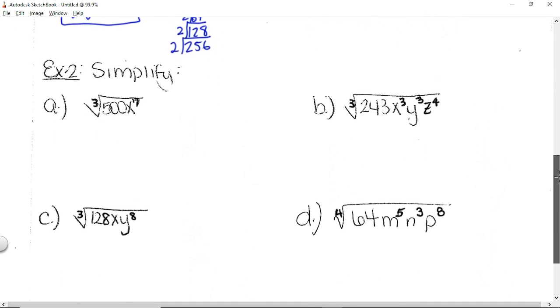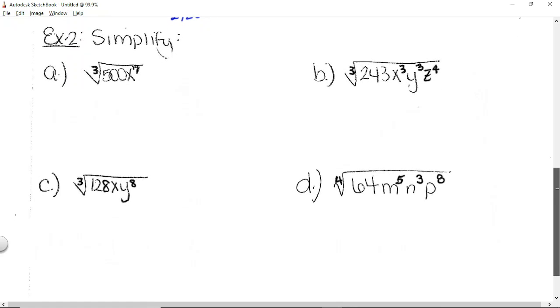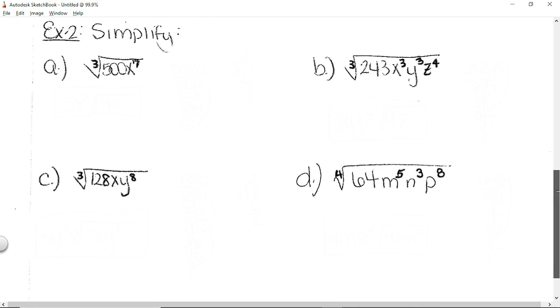All right. The rest of these have variables. So we deal with those the same way we did yesterday, except the size of each group will be different if the index is something other than 2. Okay, so let's look.